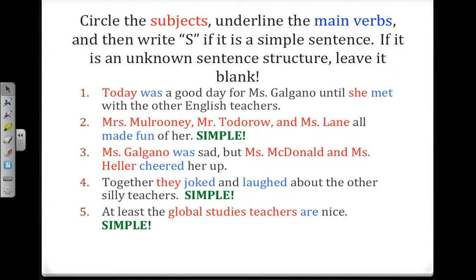And then in the last one, number 5, the sentence is about the global studies teachers. They are the subject. Are is the linking verb, connecting them to the adjective nice. So global studies teachers is my subject. Are is the verb, and that is a simple sentence.